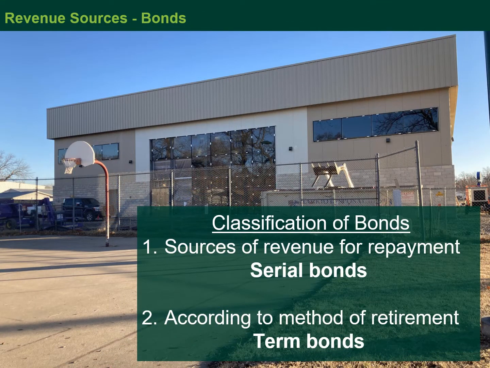Then we can look at what kind of bonds are out there, and there's a wide range of names and styles. But we'll just cover serial bonds and term bonds here for right now. We're going to look at the source of revenue for repayment, which is a serial bond, and then look at the method of retirement, which is a term bond.